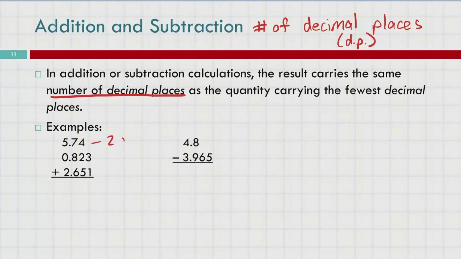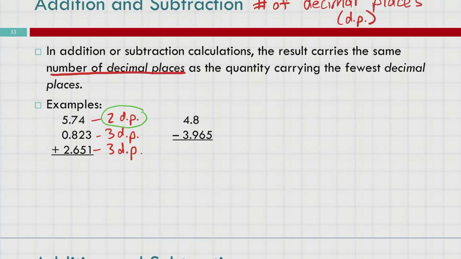2 numbers after the decimal. How about 0.823? 3. And 2.651? Also 3. So which of these is the fewest? 2. So we'll expect 2 decimal places for our final answer, and that's where we'll round it.